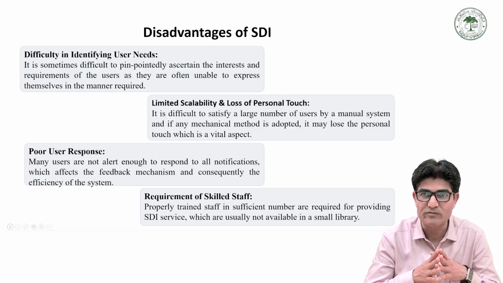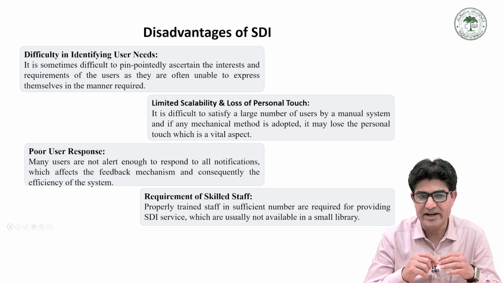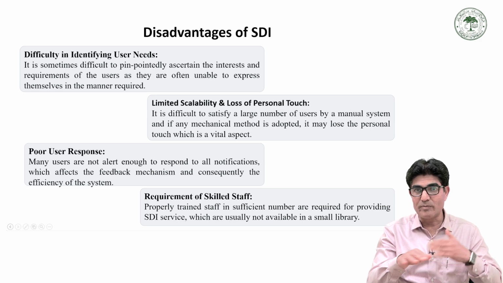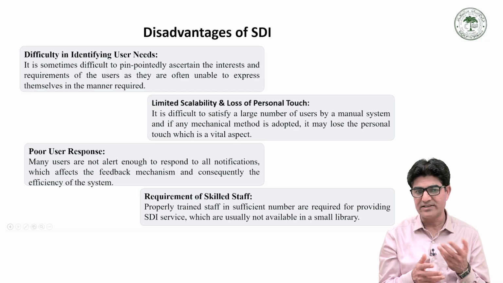And ultimately, one of the major challenges of initiating an SDI service is the requirement of skilled staff. If skilled staff is not there, the service cannot be provided. There are two important things needed in the whole process of designing selective dissemination of information services. One aspect is the document profile, where every document is assigned a subject descriptor or keywords. If it is not properly assigned, then obviously there will be a problem in matching the user profile with the document profile. So if there is poorly trained staff, it is difficult to provide selective dissemination of information services. Trained staff in sufficient number are required for providing SDI service, which are usually not available in many libraries, particularly in India.